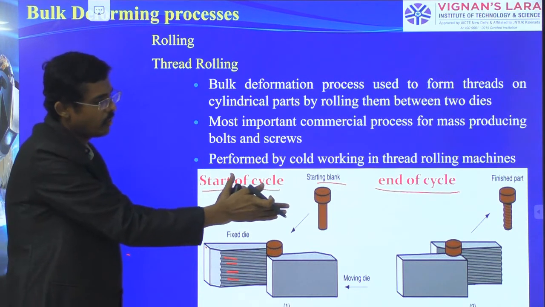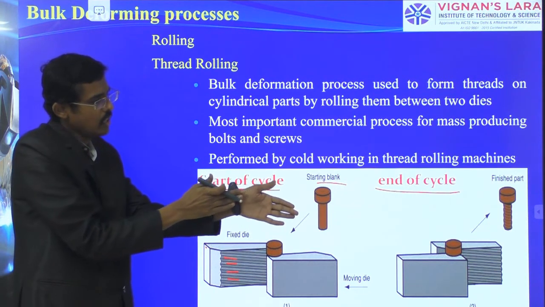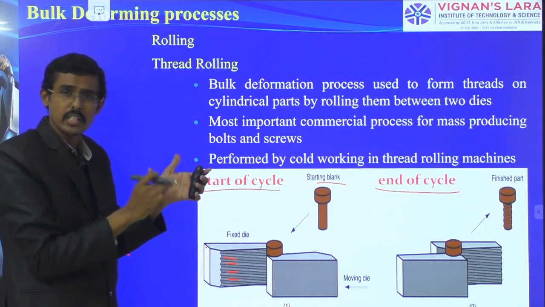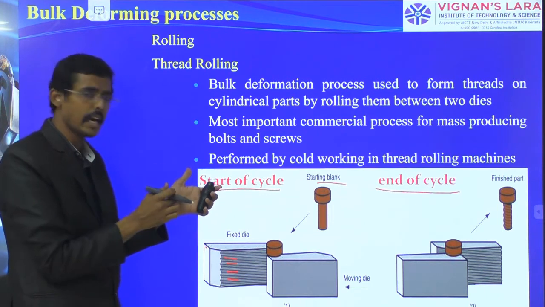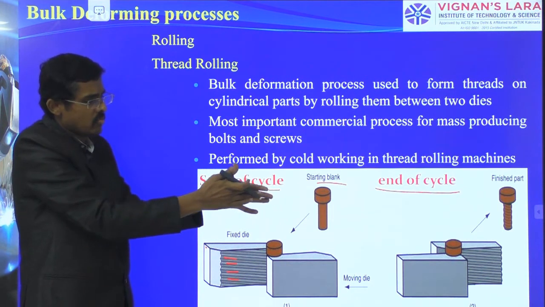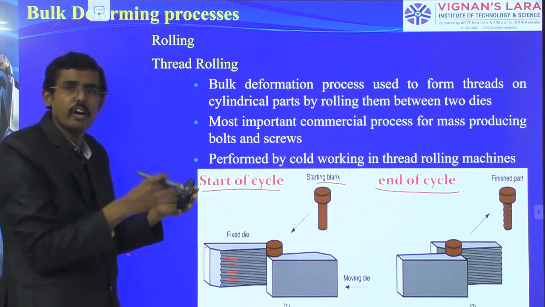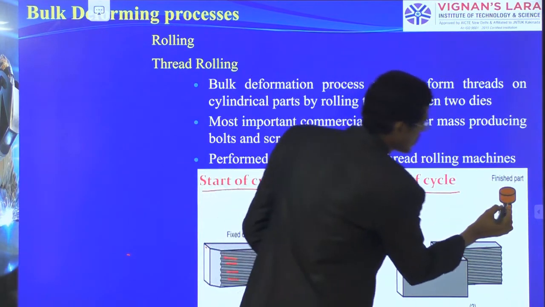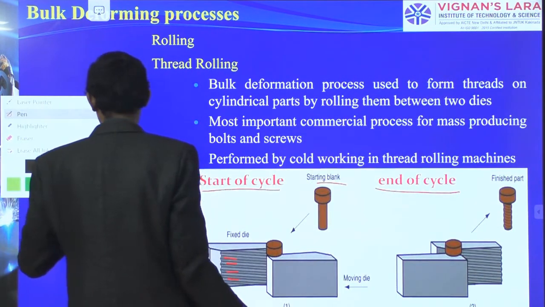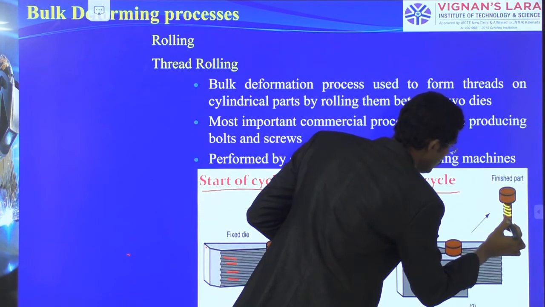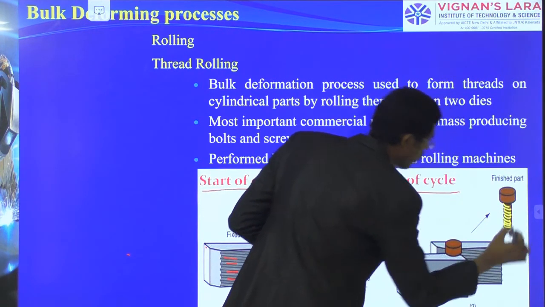We are rolling like this. So when it is rolled, what happens? The impressions which are available in the die, with respect to the force applied, we are rolling like this. So what happens? These impressions are followed on the blank. Likewise, finally we can take the output. Here you can see, we have threads here. So we have threads formed.